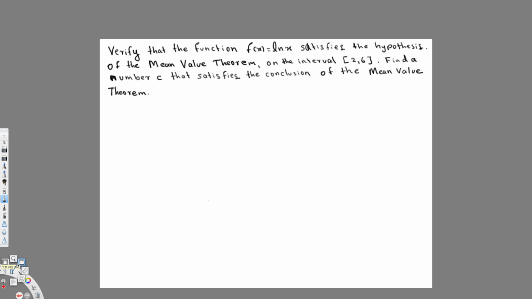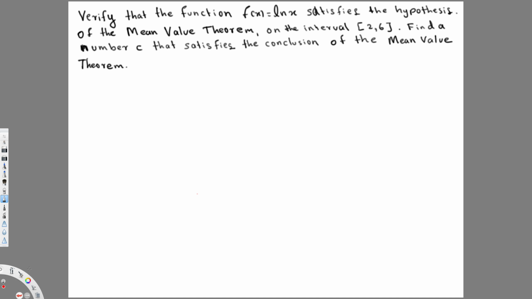Yes, let's do this problem right here. The question is asking: verify that the function f(x) = ln x satisfies the hypothesis of the Mean Value Theorem on the interval [2, 6]. Find a number c that satisfies the conclusion of the Mean Value Theorem.